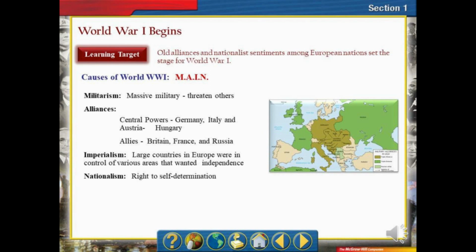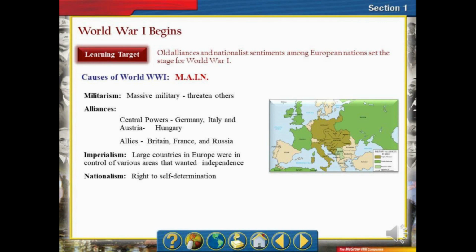The second letter is A, another cause of World War I, and that is alliances. In Europe at this time period, there were two primary alliances. One was called the Central Powers, the other called the Allies. The Central Powers were right in the middle of Europe. They included Germany, Italy, and the Austro-Hungarian Empire. And then the Allies kind of surrounded them. They included Great Britain, France, and Russia. So that was the A in MAIN.